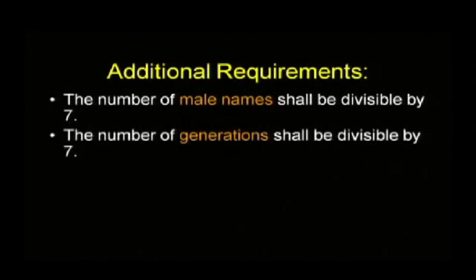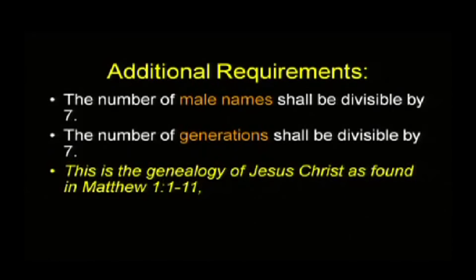And there are some other things here. The number of male names is divisible by 7, and so is the number of generations. And you've probably guessed what I'm doing here. I'm describing to you the genealogy of Jesus Christ in the first 11 verses of the Gospel of Matthew. They meet all those rules.